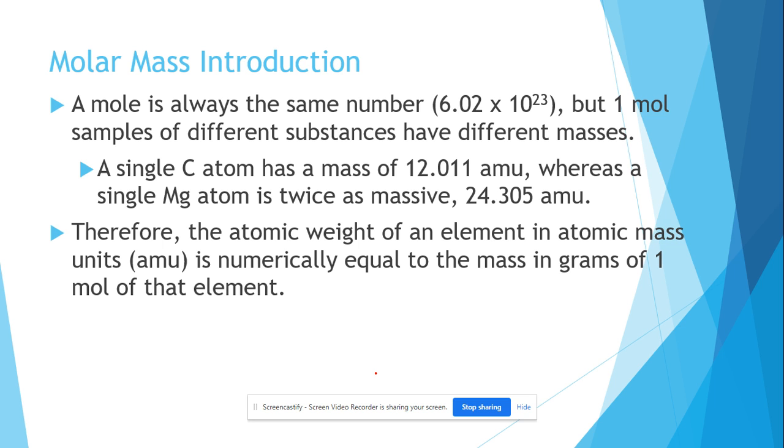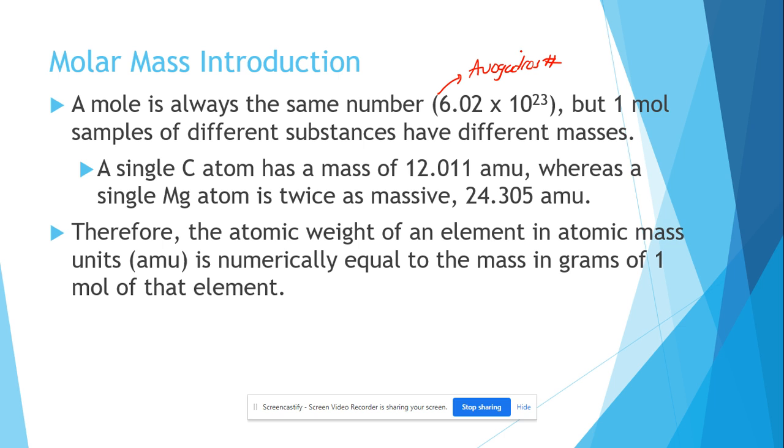Moving on from that, this is going to bring in the idea of molar mass. Now, a mole is always going to be that same number, 6.02 times 10 to the 23rd. Remember, we learned this as Avogadro's number. However, a mole of a sample actually has different masses. For example, a mole of carbon atoms will have a mass of 12.011, whereas magnesium is about twice that mass at about 24.305.